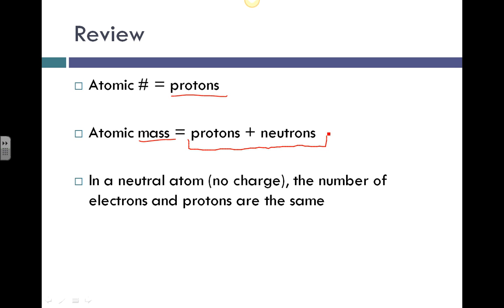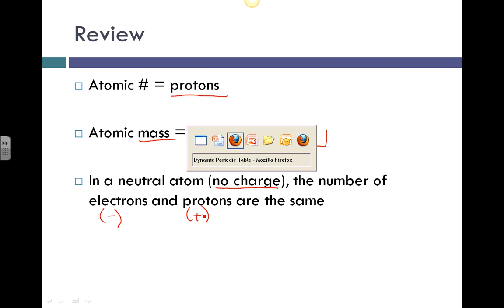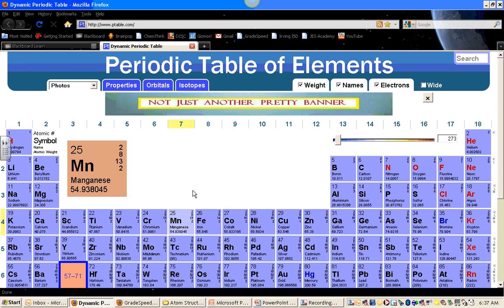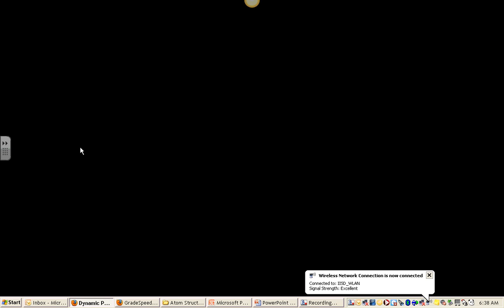These are the particles that are in the nucleus, and the entire mass of the atom is in the nucleus. And then a neutral atom, meaning an atom with no electrical charge, the number of electrons that have a negative charge and the number of protons that have a positive charge are exactly the same. So when we're looking at elements in the periodic table, we're just going to assume that they are neutral. So for example, manganese here would have 25 protons and 25 electrons because the atom is neutral.